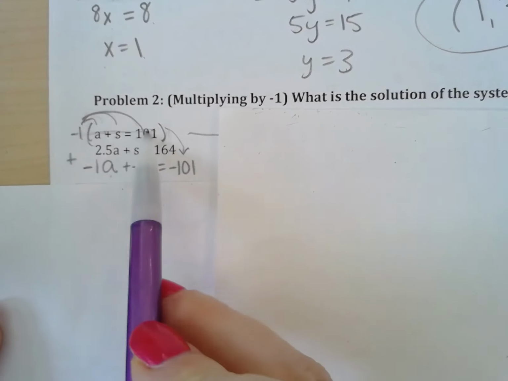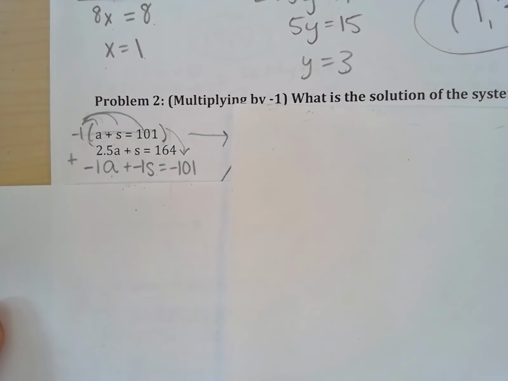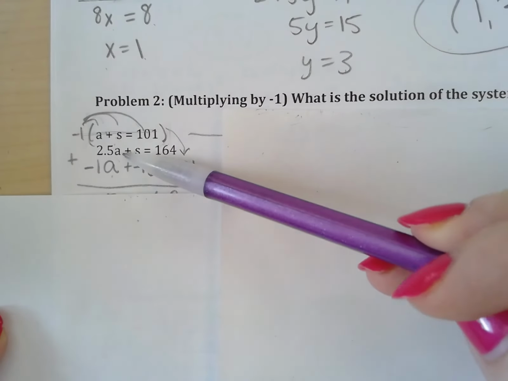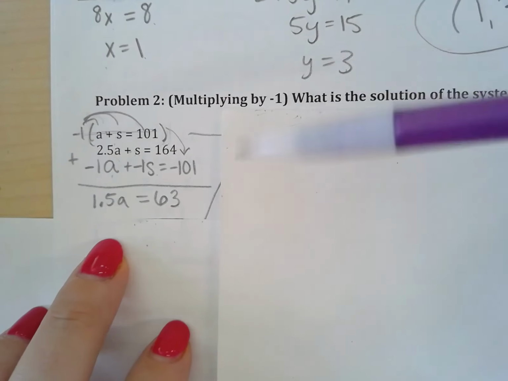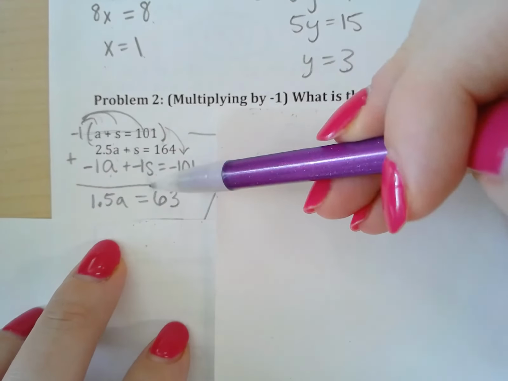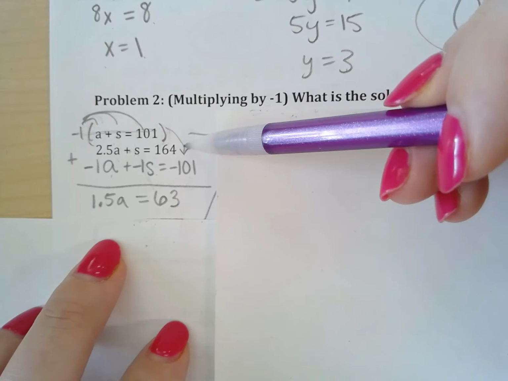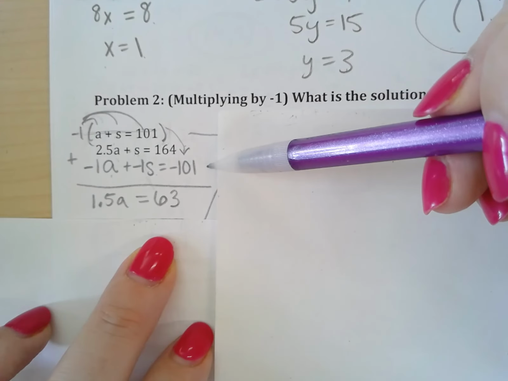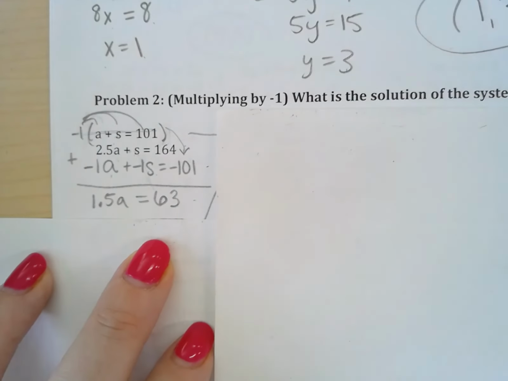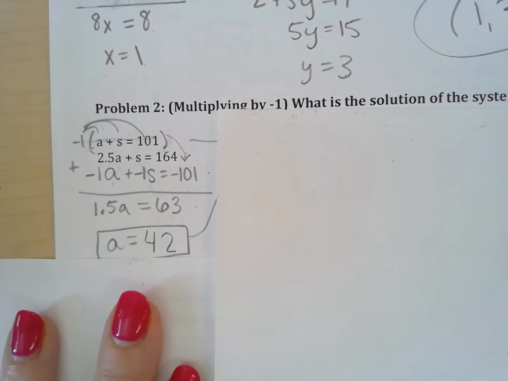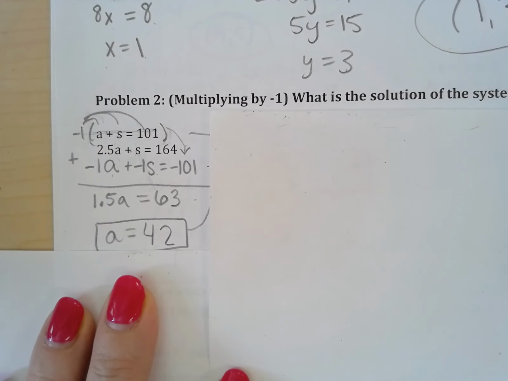But I am going to kind of forget about that for now while I add these together. So 2.5a plus negative 1a will give me 1.5a. My s's will cancel. 164 plus negative 101 will give me 63. Then to solve for a, I have to divide by 1.5, so I'll get a equals 42.